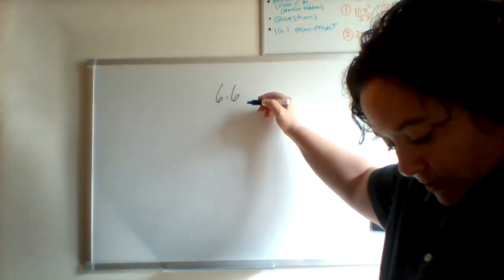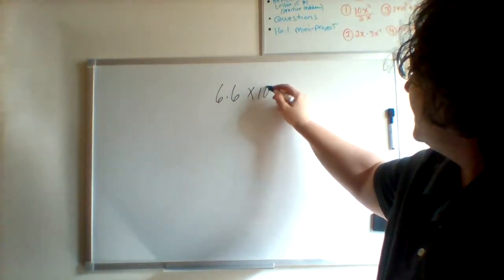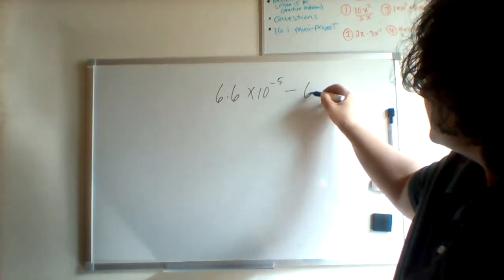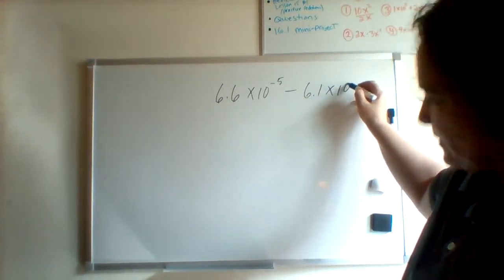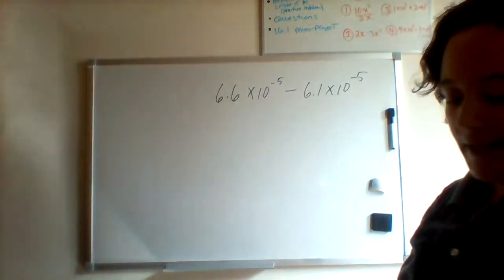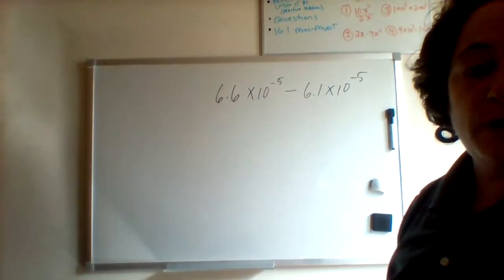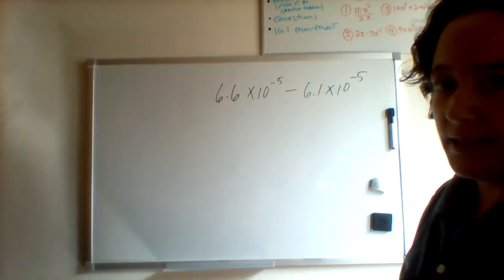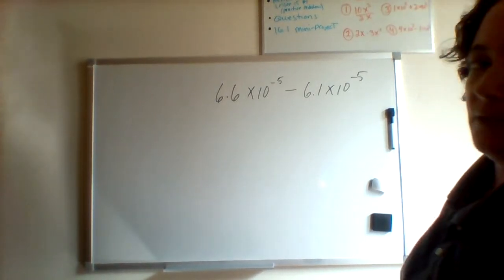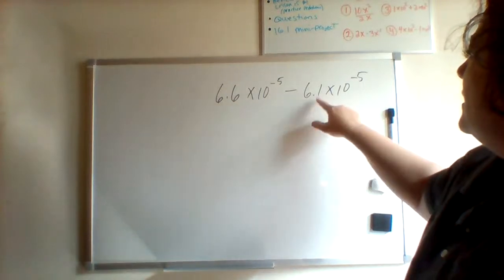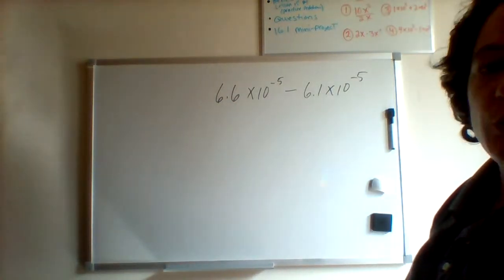6.6 times 10 to the negative 5, take away 6.1 times 10 to the negative 5. Now, once again, these bases are the same. So they made our life somewhat easier than it could have been, right? So let's do, what is 6.6 take away 6.1? What is that?